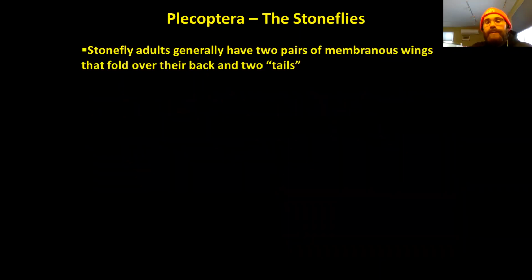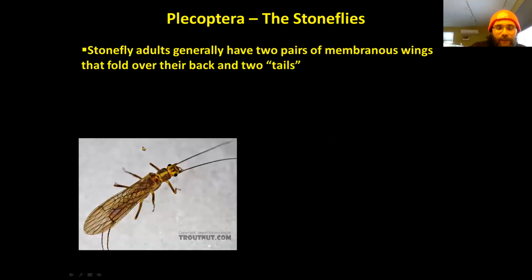Stonefly adults generally have 2 pairs of membranous wings that fold over their back. So you can see right here how their wings are folded over. And they have 2 tails. So like we were saying before, they have the cerci, sensory appendages that are on the end of their tail. And their wings are very veiny and just pretty distinct in appearance.